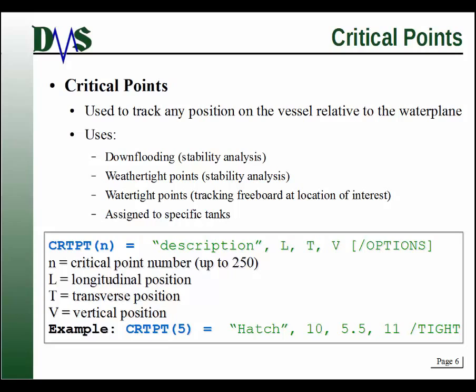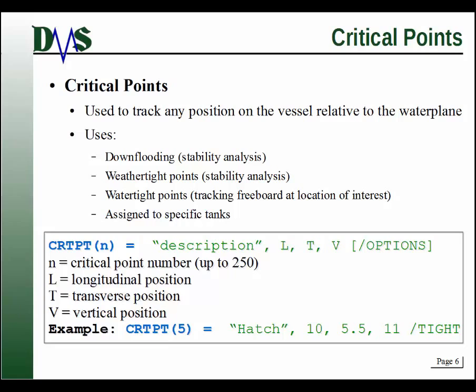They're used to track any position on the vessel relative to the water plane. And that's the key part, if you're concerned about where this is relative to the water plane. Useful thing, the way they get used, for example, is you're checking for down flooding, you're checking for weather type points, you're checking for water type points, or you can even assign them to specific tanks. So, for example, down flooding.